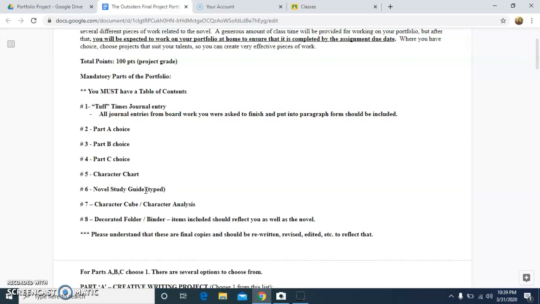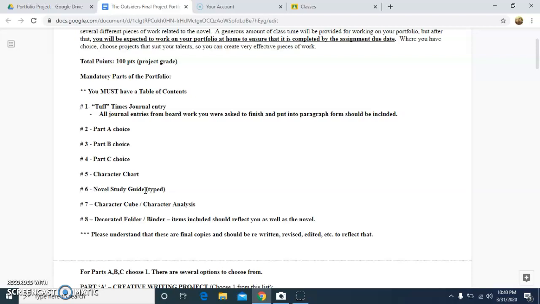Next, we have this character cube / character analysis. So one of the other projects for this is going to be more of an in-depth character analysis. And again, still kind of feeling through exactly what we're going to do with this, considering whether we get back to school or not. But once we do know exactly what's going on, I'll make sure that we update this assignment so you know exactly what you're doing.